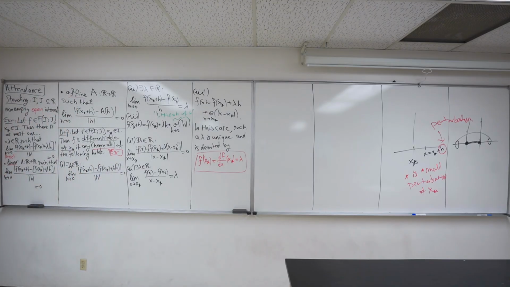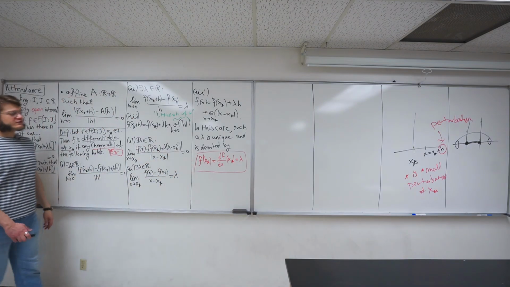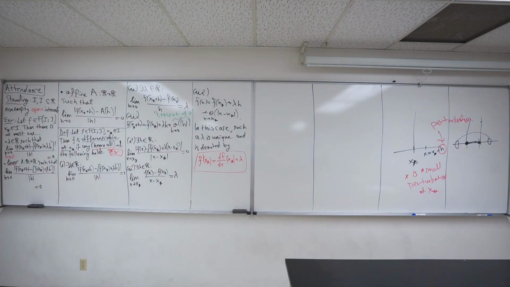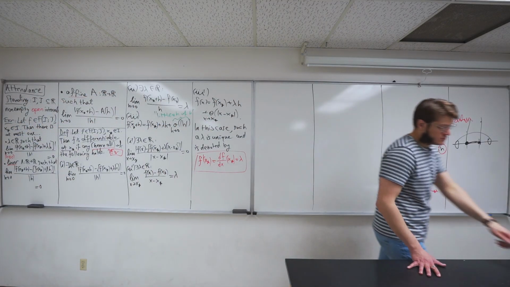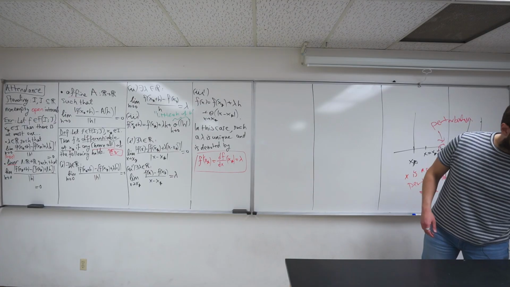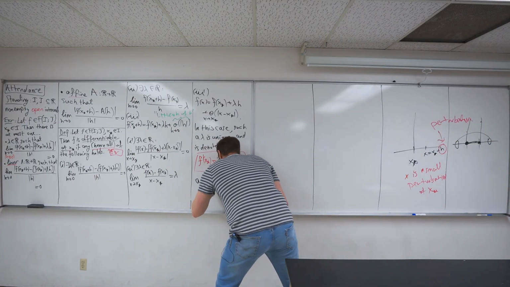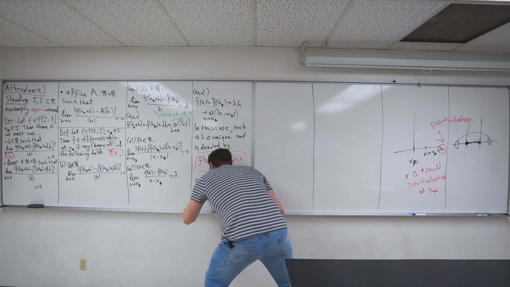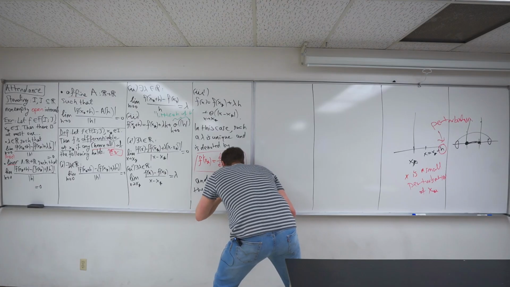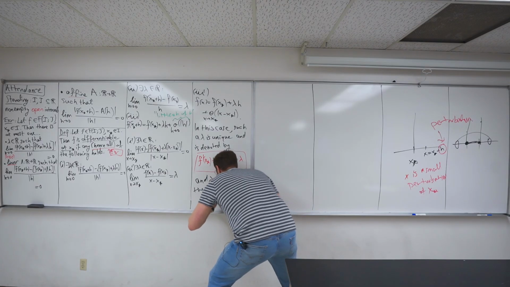In this case, based on the exercise, such a lambda is unique. And therefore, you denote it by f prime of x star, or df by dx of x star. It's a number, and you call it the derivative. Lambda is called the derivative of f at x star.